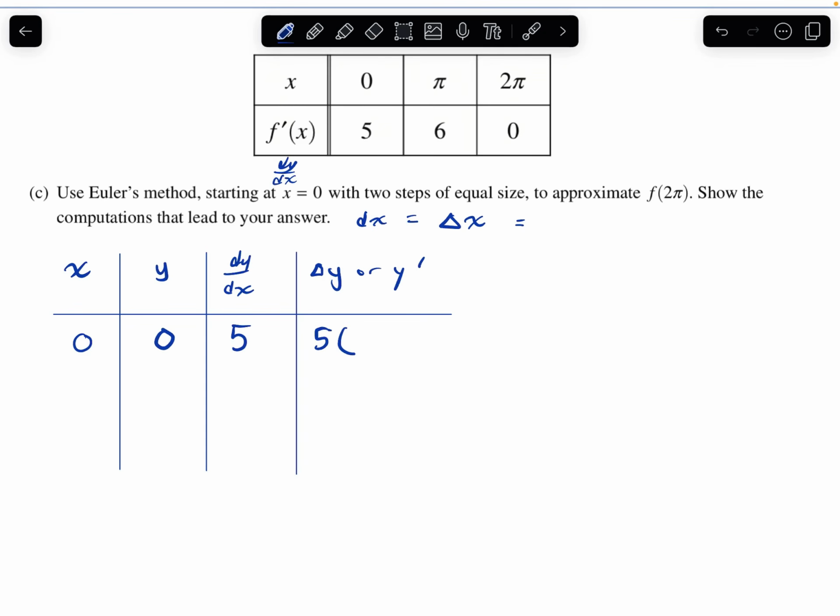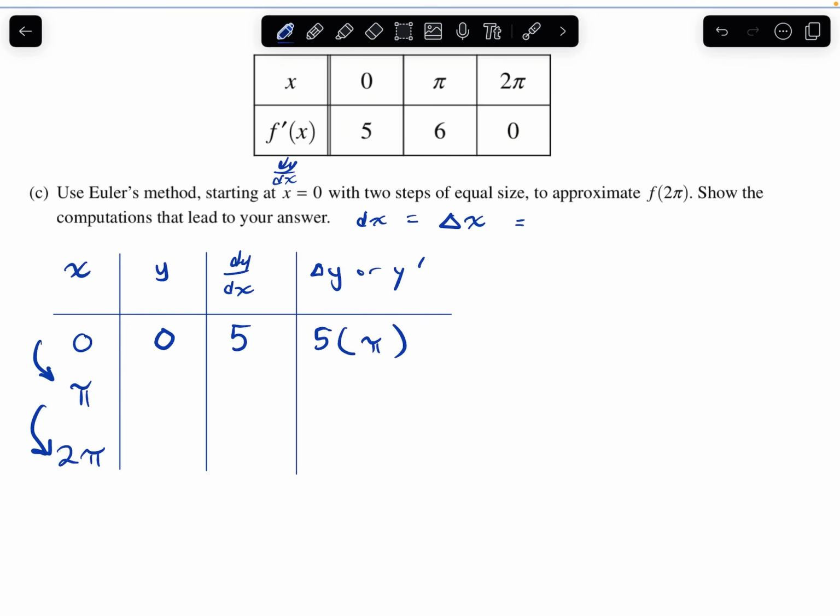What is our step size? Well, if we want to go from 0 and we're trying to approximate 2 pi, then if I'm taking 2 different steps, let me actually do it like this. If I'm taking 2 different steps, what does this step size have to be? Well, it's got to be pi, right? So I would just say 5 times pi. So that's our vertical change. That's our change in y.